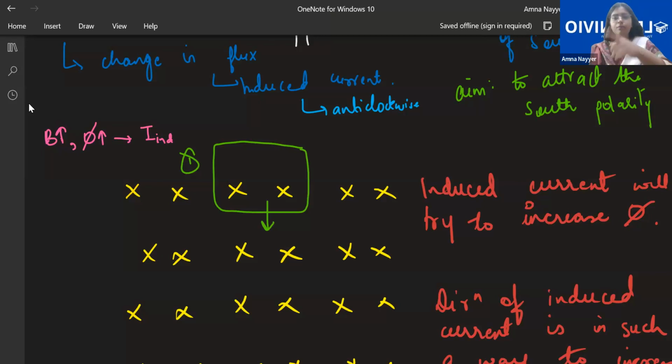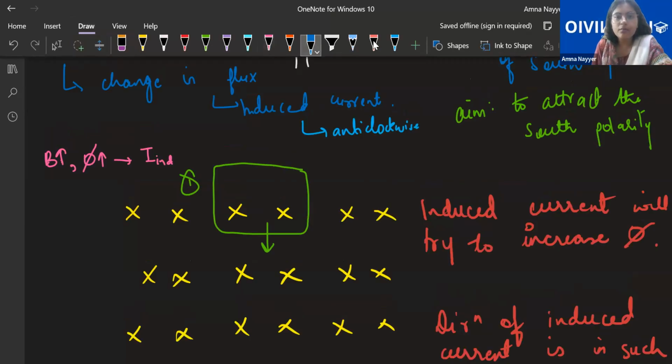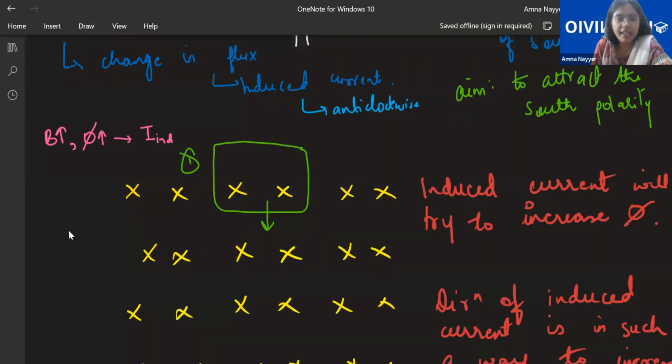Just stay on your concept. You know it well. You've answered the previous concepts very well. Don't be confused with what is written or what is not written. So magnetic field has to be decreased. Now, if you look here, the original magnetic fields are inside the page. Now, there is an induced magnetic field that will come because of the current. There will be one more magnetic field.